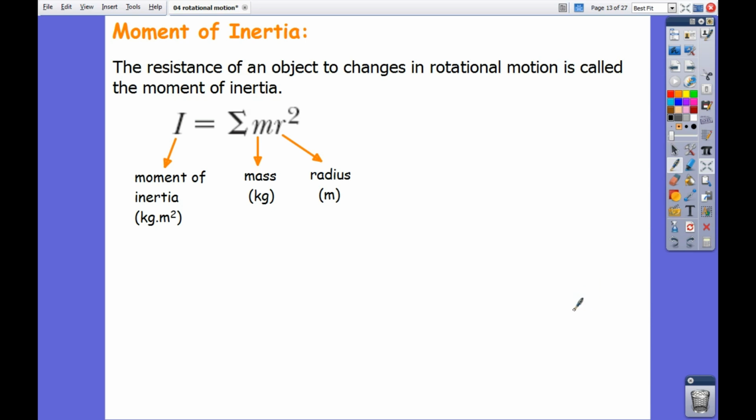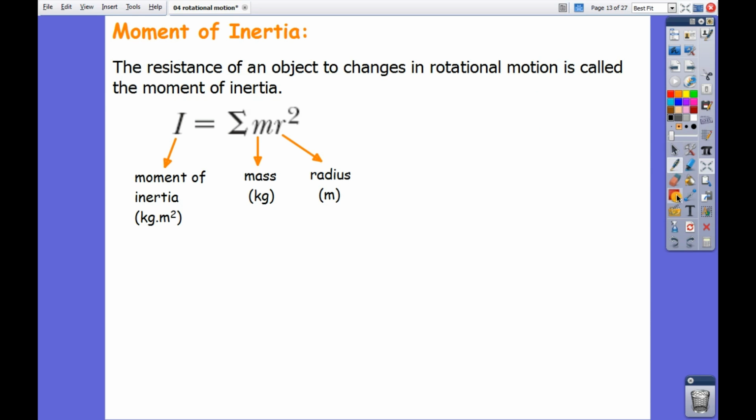By definition, moment of inertia is the resistance of an object to change in rotational motion. The harder the object is to rotate, the bigger the moment of inertia. The easier an object is to rotate, the smaller the moment of inertia.